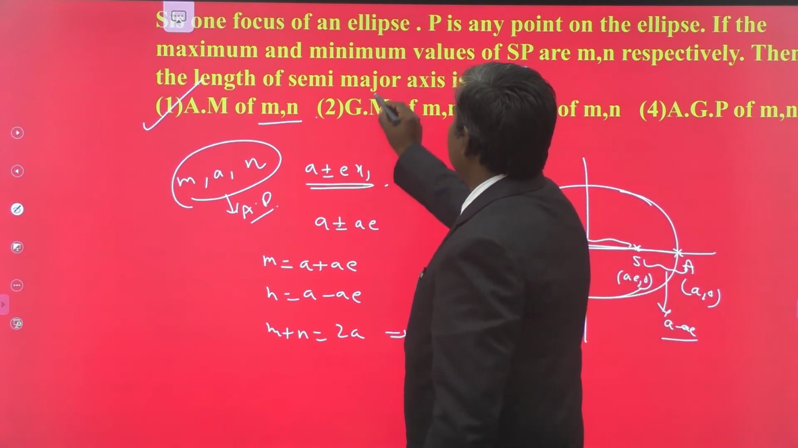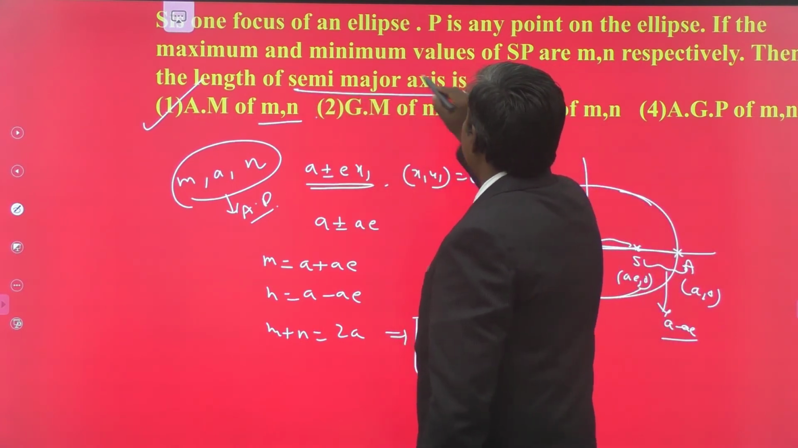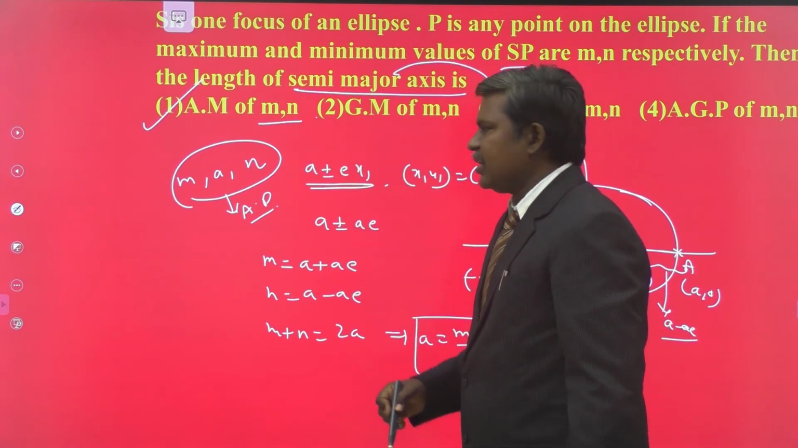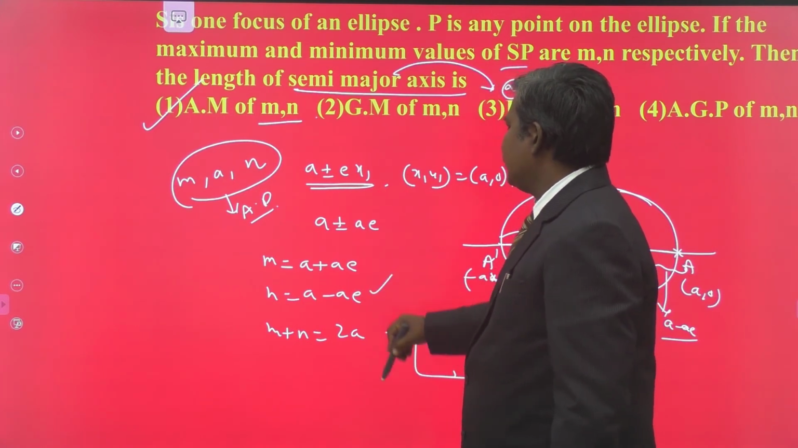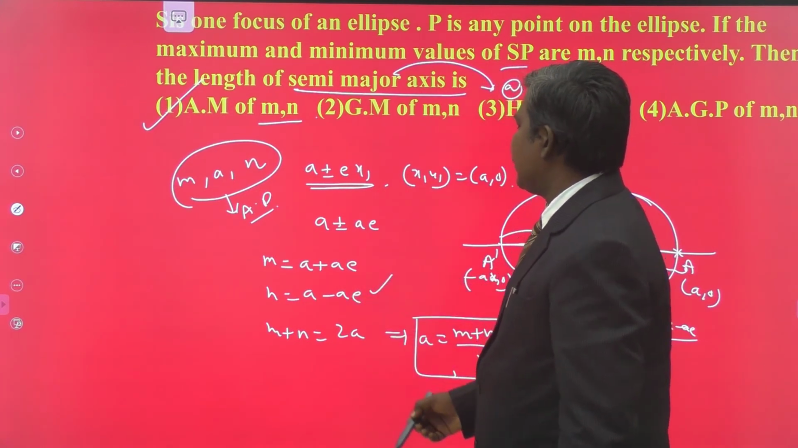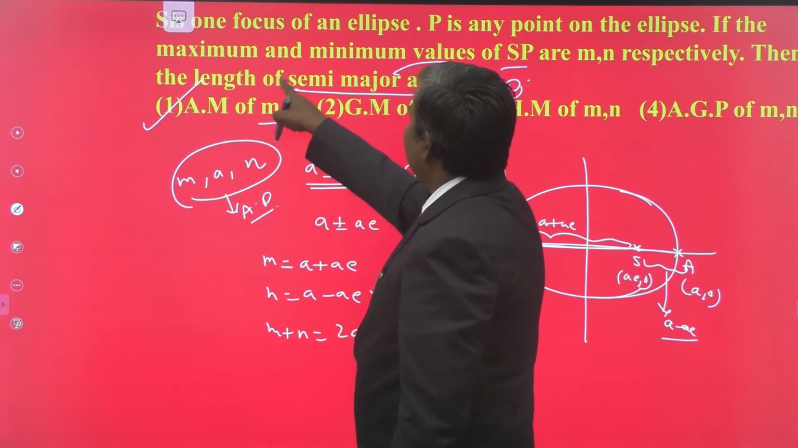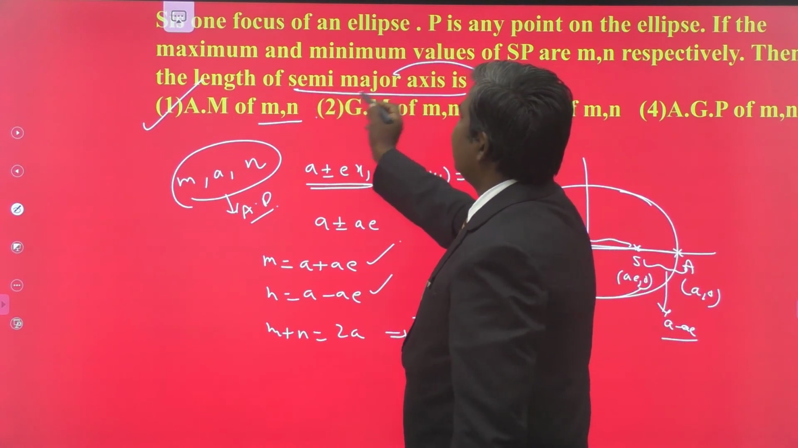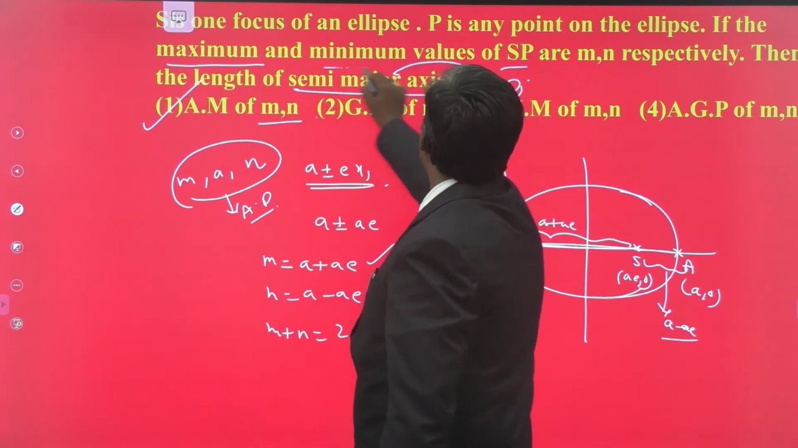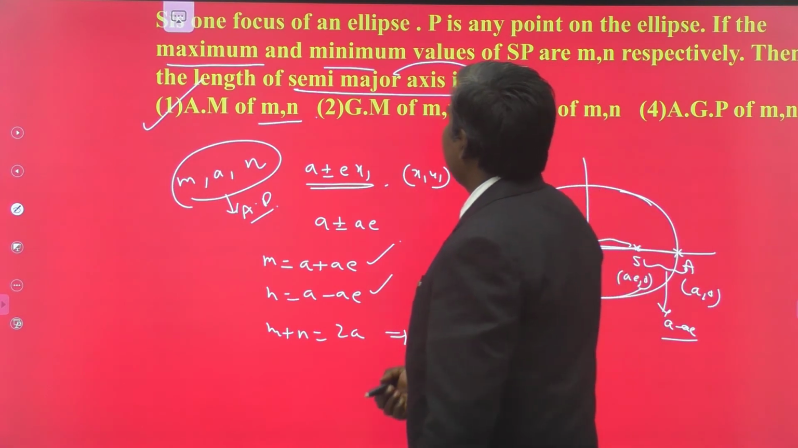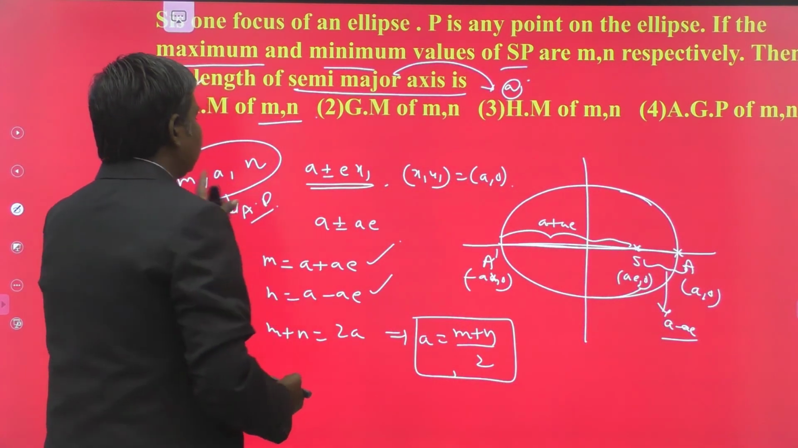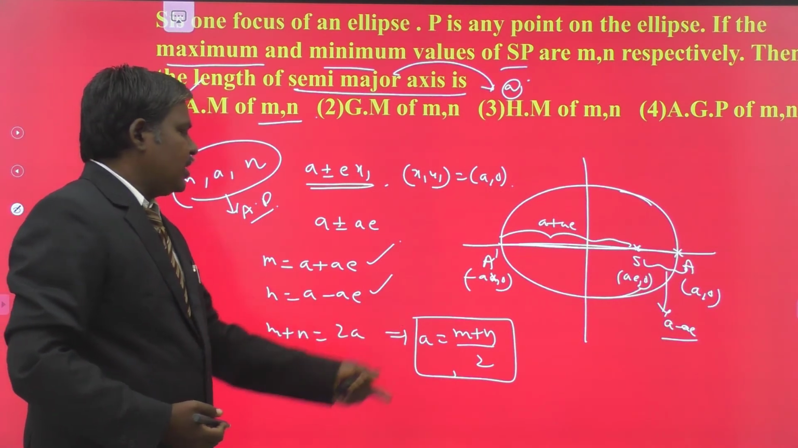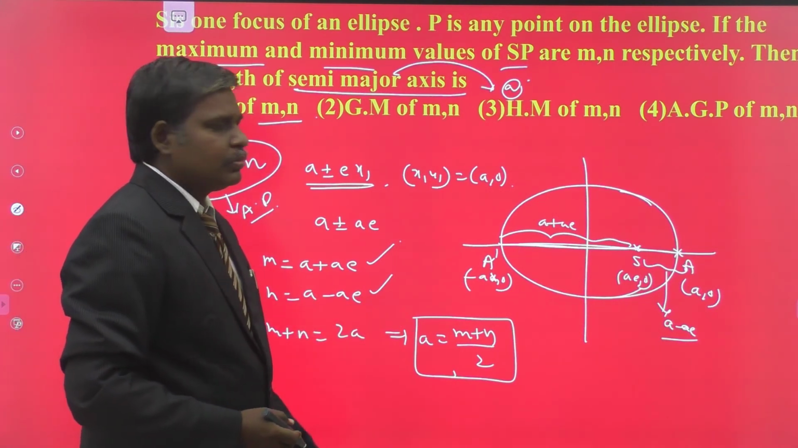Then, the length of the semi-major axis, that is your A, is the arithmetic mean of M and N. M is what? A minus AE is the smallest value. The maximum value is A plus AE, the minimum value is A minus AE, from the data itself. M is the maximum value, N is your minimum value. So A plus AE is M, A minus AE is your N. Small a is equal to (M plus N) by 2. Okay.